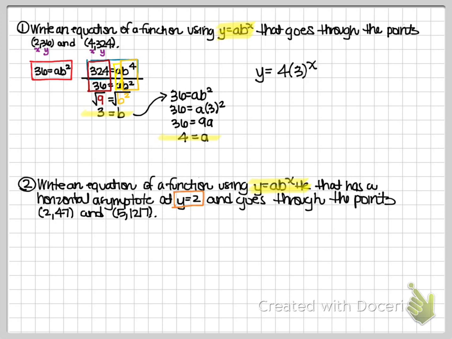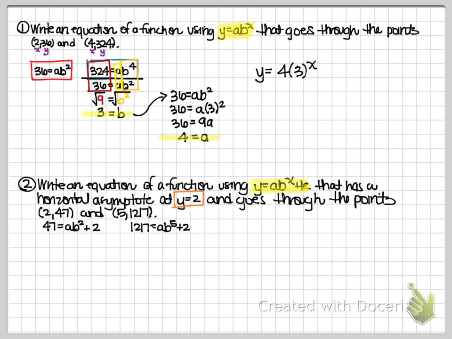So that's going to give me 47 is equal to AB squared. Don't forget the k value this time. I believe is going to be a plus 2. And then my other equation is going to be 1217 is equal to AB to the 5th, again, plus 2.